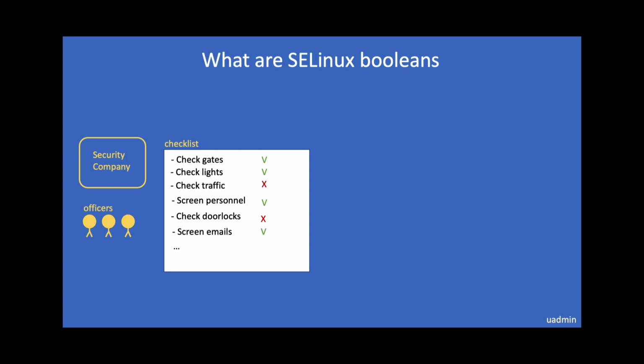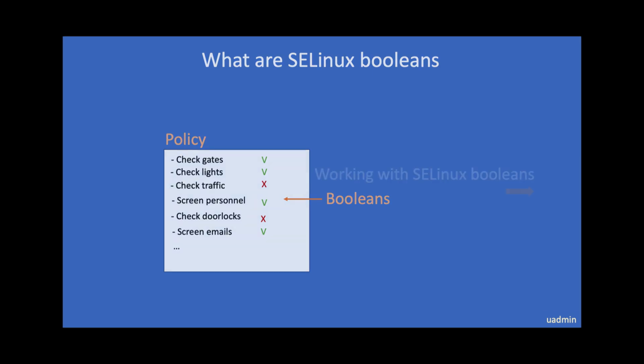So the advantage of this would be that the list needs no rebuild, because the checks can be activated or deactivated. This list could be compared to the SELinux policy, and the checks then would be the rules that are either enabled or disabled. So these would be the booleans. So let's return to SELinux and start managing SELinux booleans.